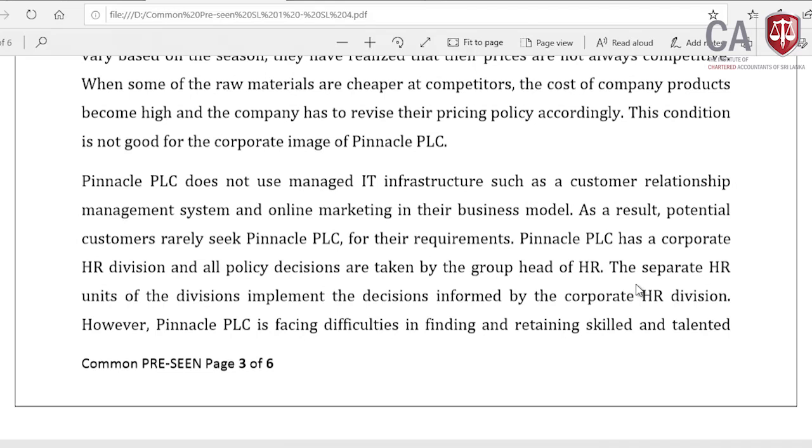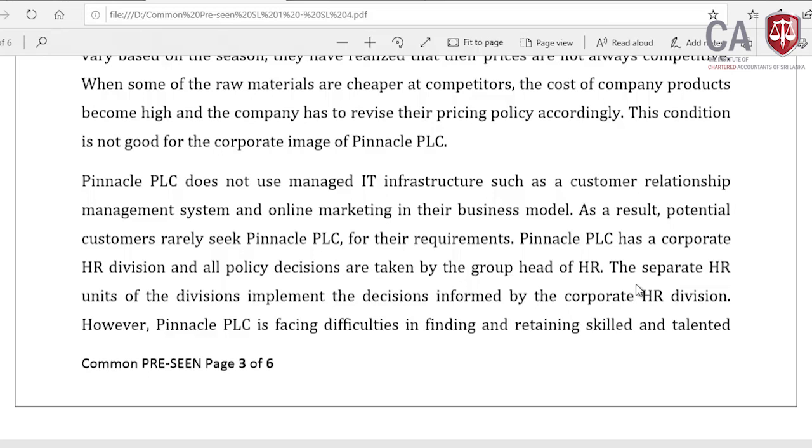Pinnacle PLC does not use managed IT infrastructure such as a customer relationship management system and online marketing in their business model. They do not have IT infrastructure, they do not have a CRM system and online marketing. As a result, potential customers rarely seek Pinnacle PLC for their requirements, but these future customers do not see any opportunity from this.